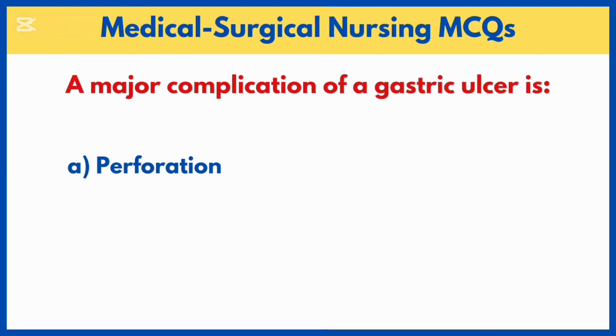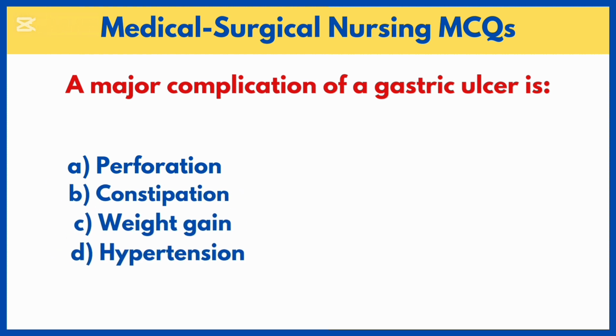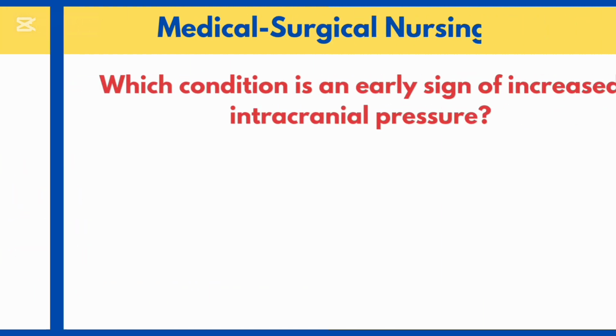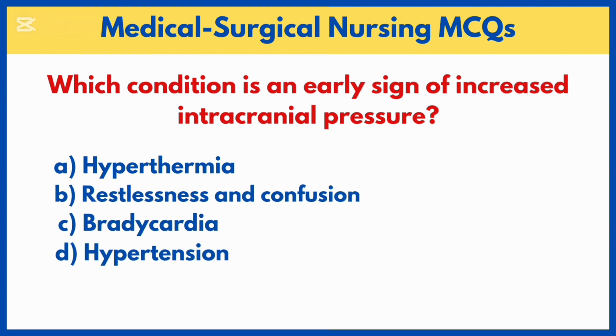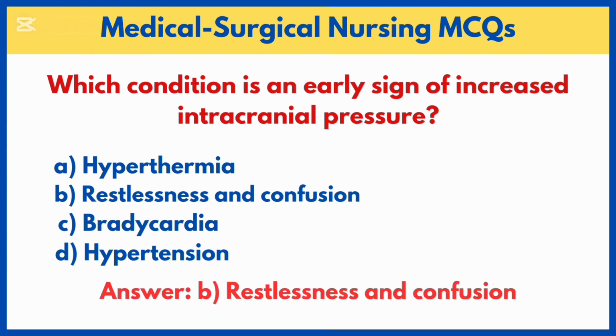A major complication of a gastric ulcer is. Correct answer is option A. Perforation. Which condition is an early sign of increased intracranial pressure? Correct answer is option B. Restlessness and confusion.